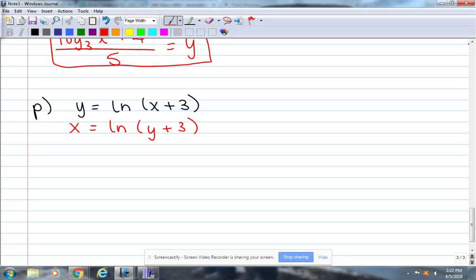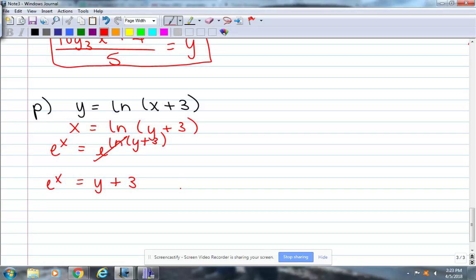So, if ln is log base E, the base I need for my exponents is what? E. Some students say you're going to E both sides, but you're going to exponentiate both sides. So you're going to say base E on both sides: E to the x power equals E to the ln of (y plus 3). Cancel out. So E to the x equals y plus 3. Minus 3 equals y.